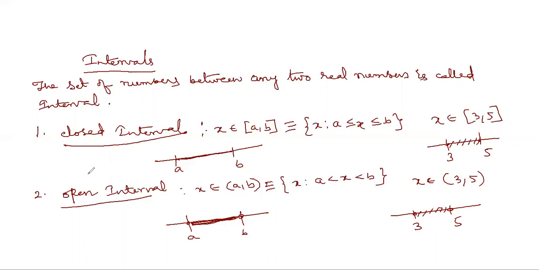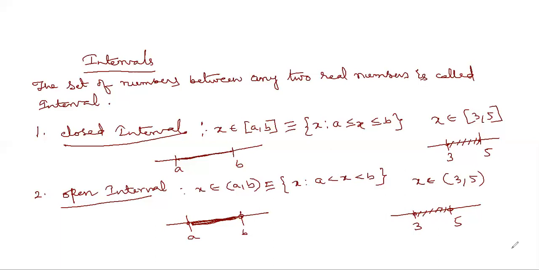Now what did we discuss here? What is meant by interval? The set of numbers between any two real numbers is called an interval. Now you are observing the closed interval and open interval. Closed interval means x belongs to [3, 5], where 3 and 5 both are included. x belongs to open (3, 5) means except 3 and 5, everything is there.